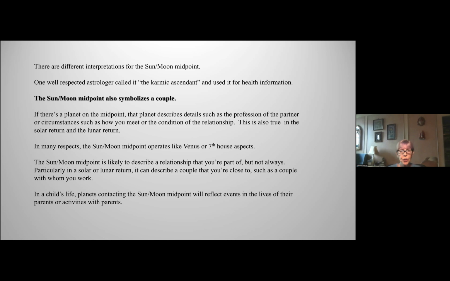In many respects, the Sun Moon Midpoint operates like Venus and Venus aspects, or like seventh house planets or seventh house aspects. Now, the Sun Moon Midpoint is very likely to describe a relationship that you're part of, but not always. Particularly in a solar or lunar return, it can describe a couple that you're close to, such as a couple with whom you work, or if there's a couple who happens to live in your house. In a child's life, planets contacting the Sun Moon Midpoint will often reflect the events in the lives of their parents.